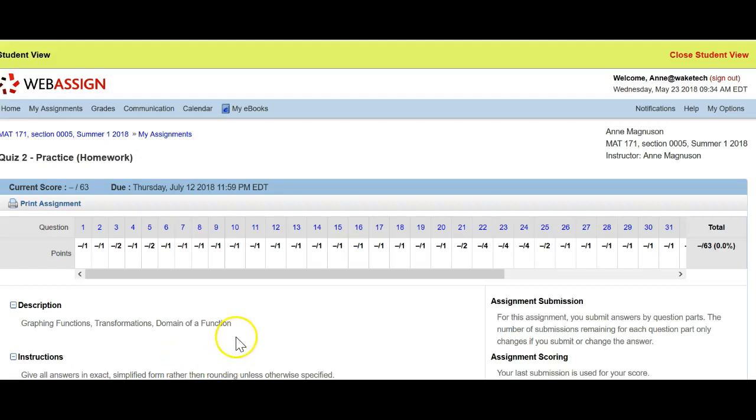I wanted to show you a few things about Webassign because a couple of students had questions or comments. So I'm in here in the student view, looking at the Quiz 2 practice, the homework. Another reason to do the practice assignments is to see what the Webassign input expectations are and how Webassign is going to act before you're doing something for a grade.